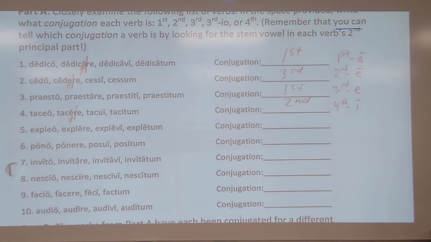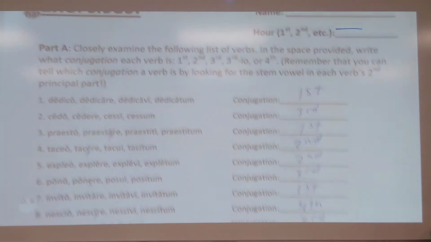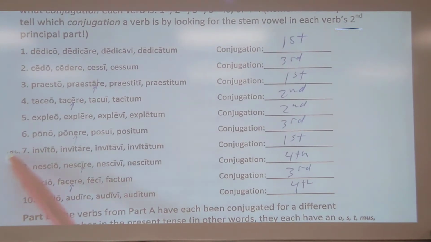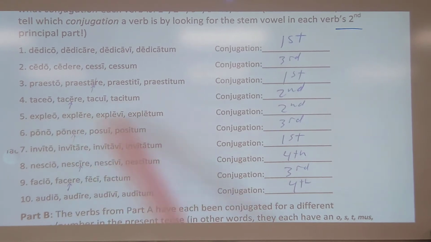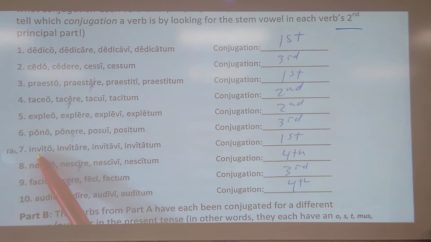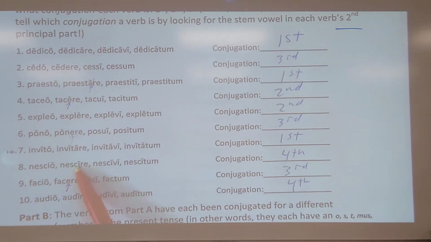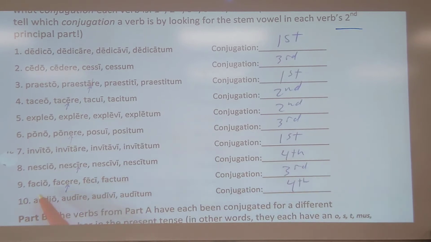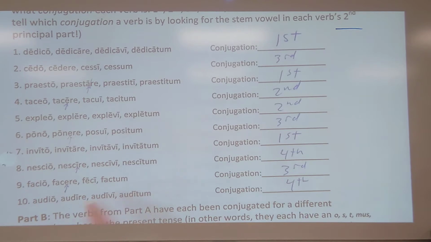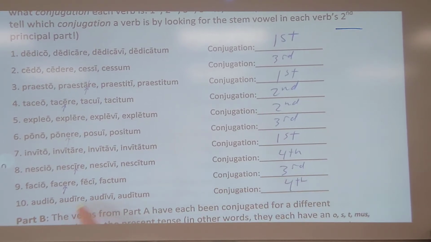All right, and hopefully your answers look something like this. Expleo, explere, second. Pono, ponere, third. Invito, invitare, first. Nescio, nescire, long I, fourth. Facio, facere, short E, third. And audio, audire, fourth, because of that long I.